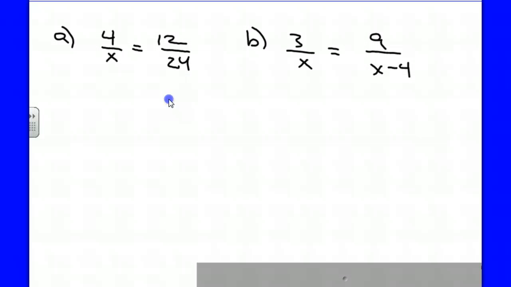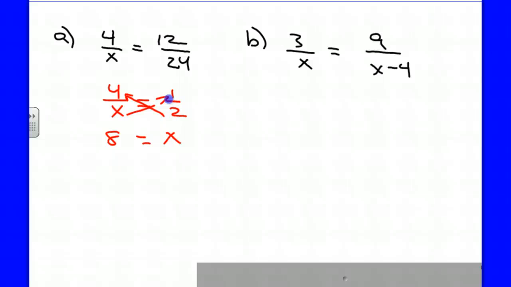Chris? I simplified 12 over 24. Oh, good for you. Okay, we talked about that yesterday. So what is 12 over 24? 1/2. Good. Much nicer. And then I did 4 times 2. Now you can bring the 2 up and call it 8 equals 1x. 1 times x. And there you go. It's done. All right. How about B?